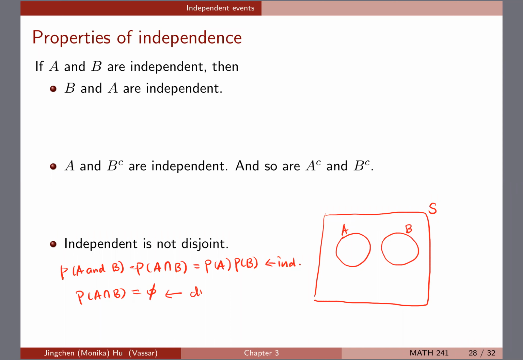So to give you an example, think about event A being a first-year student, and event B being a sophomore. Then we know that these two events are disjoint, because you cannot be a first year and a sophomore at the same time. However, they are not independent, because if I know someone is a first year, I know that the person cannot be a sophomore. So independent events are not disjoint events. They are two different definitions.